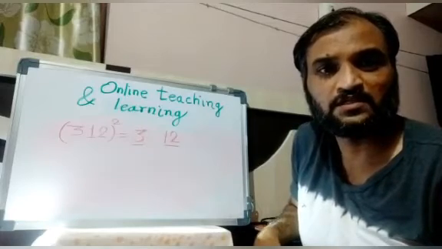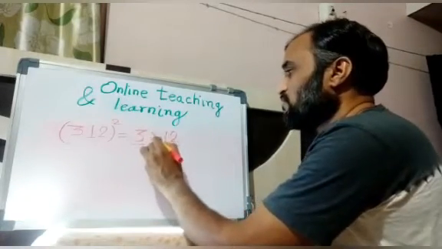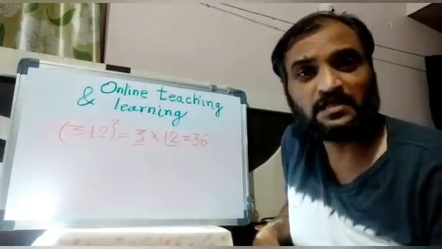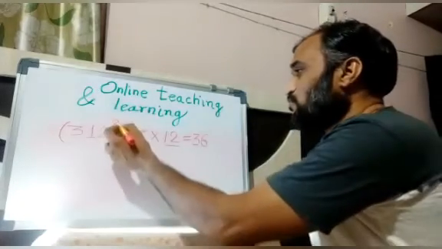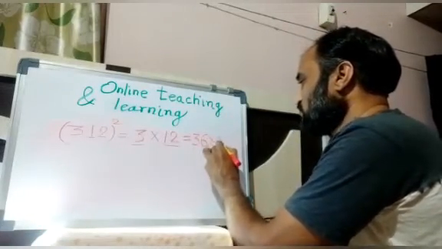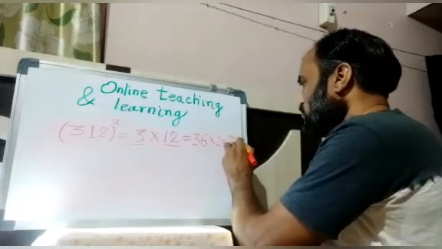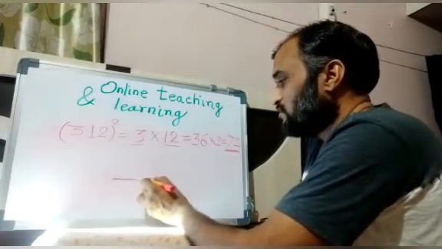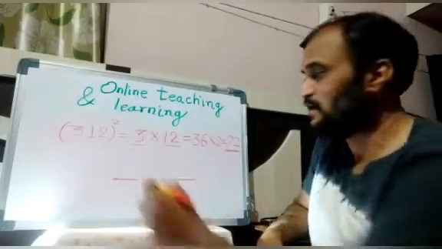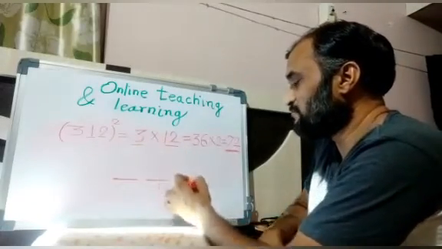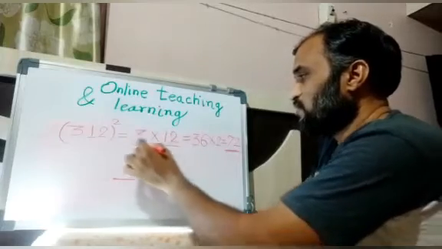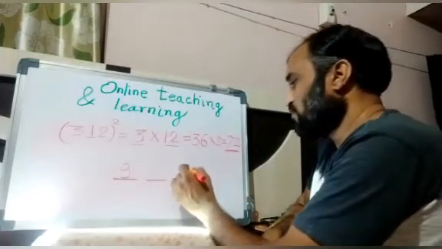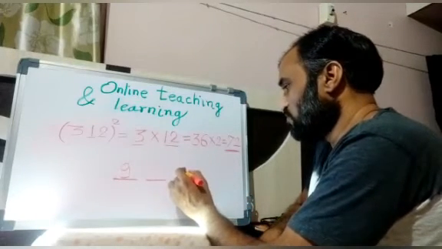Now in the further step, we have to multiply these two numbers, that is 3 into 12, the answer is 36. And in the last step, we have to multiply this answer by 2, that is 36 multiplied by 2, the answer is 72. Now again, write three places here. In the first and last place, we write the square of these two numbers, that is the square of 3 is 9 and the square of 12 is 144.